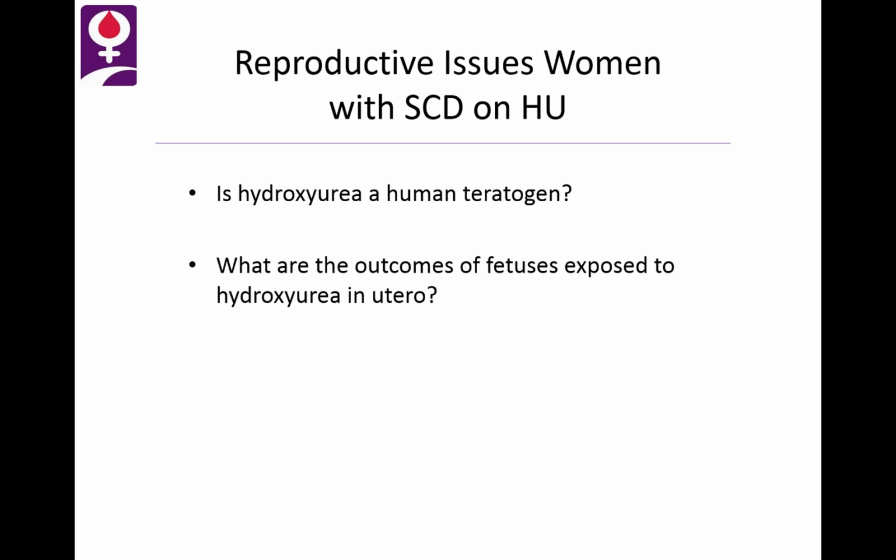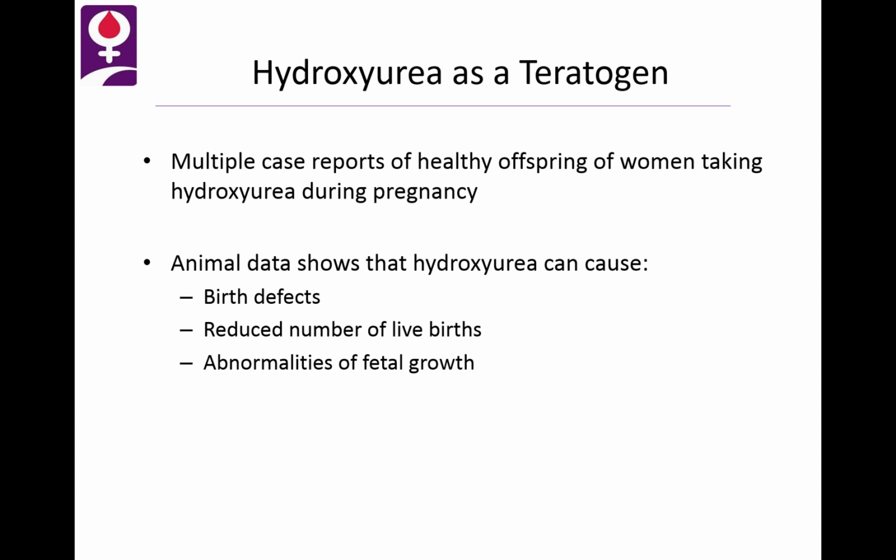So is hydroxyurea a human teratogen? And what are the outcomes of fetuses exposed to hydroxyurea in utero? Well, there are multiple case reports of healthy offspring of women who were taking hydroxyurea during pregnancy, both with sickle cell disease and with myeloproliferative syndromes. But there's pretty impressive animal data that shows that hydroxyurea causes birth defects, reduces the number of live births, and causes abnormalities in fetal growth.